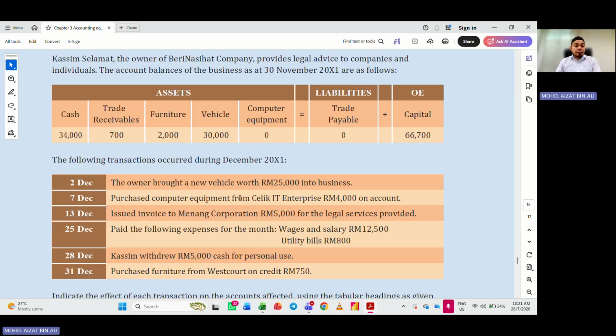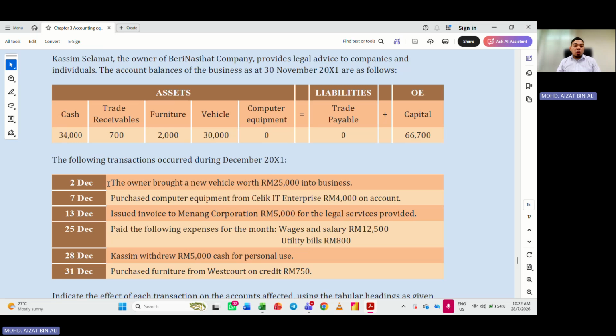Now, note that we purchase on account. What does on account mean? On account means it is on credit. It means that we haven't made payment for it yet. So if we haven't made the payment yet, there is no impact on our cash because we do not use cash for this transaction.